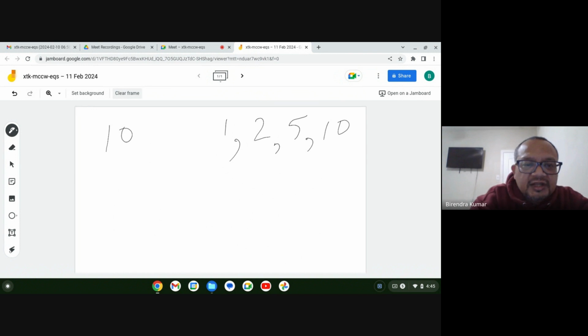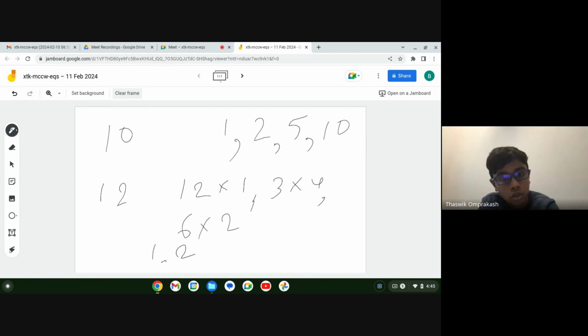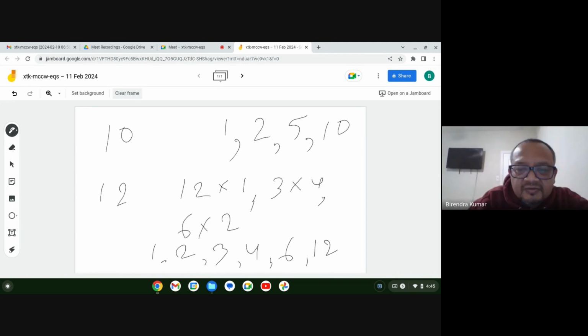Okay, now let's take 12. How many ways can I write it? I can write it as 12 into 1. I can write this as 3 into 4. I can write this as 6 into 2. So here in case of 12, what are the factors? Now you guys can unmute yourself and somebody can tell me what are the factors for 12. 1, 2, 3, 4, 6, 12.